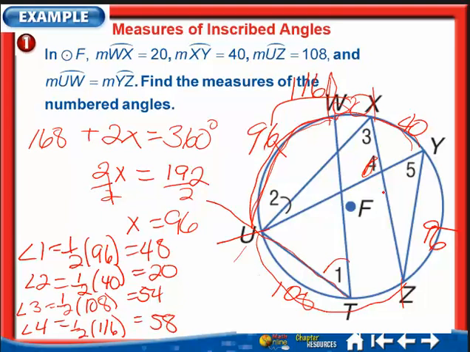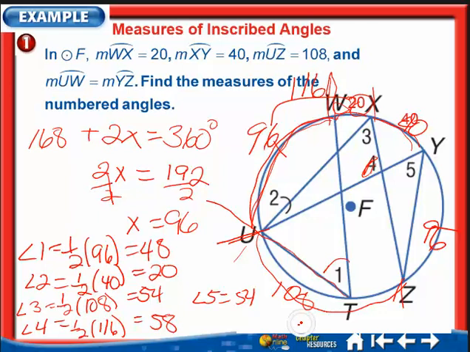And then the last one, angle 5, is going to go from U to Z, which again is 108. So it's going to equal 54 as well, just like angle 5 or 3 here. Right? So just using that simple relationship there allowed us to find all of these.